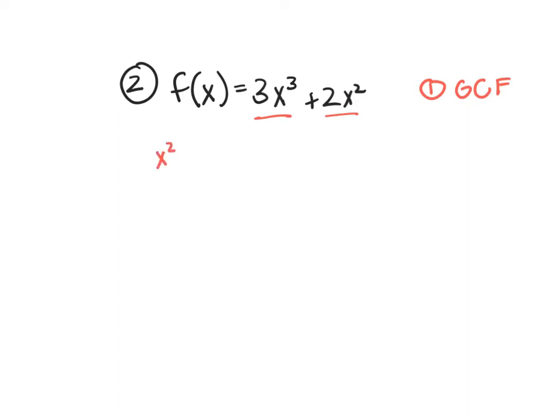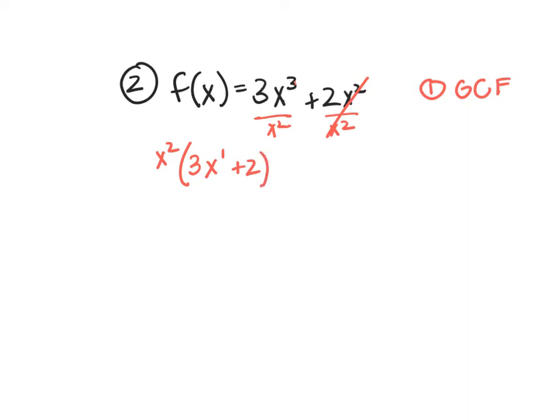So out front we're going to have x squared. I can't take out a number because I can't divide 3 and 2 by anything bigger than 1. So my GCF is going to be x squared, so it goes out front, and then we're going to divide both my terms by x squared. When I do that, my first term becomes 3x. Remember, you just subtract your exponents, so I did 3 minus 2, which gave me a 1 here. For my second one, my x squareds are going to cancel, and we're just left with plus 2.